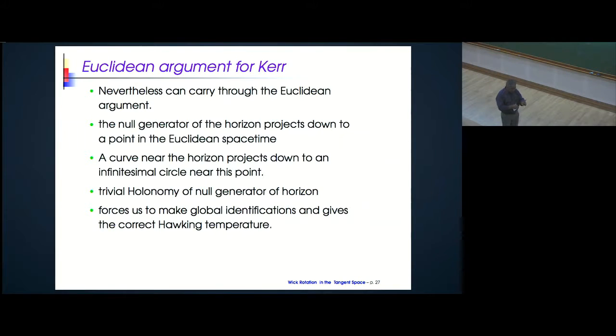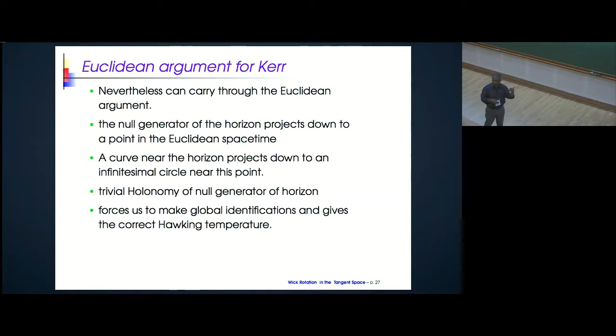Now you look at another curve which just hugs the horizon. In fact, those are the kind of curves which are responsible for Hawking radiation, the particles which hug the horizon for a long time. Then you find that this curve projects down to an infinitesimal circle near this point. If I have an infinitesimal circle, and in the limit that the circle goes to a point, the holonomy has to go to 1. It has to become trivial. So that condition enforces some global identifications in the Kerr spacetime, and it gives the correct Hawking temperature.